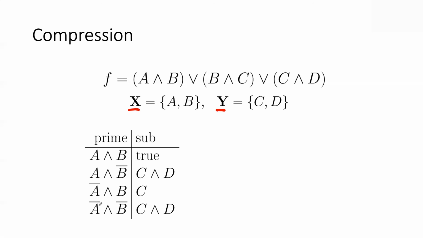The question I have for you now is, is this a compressed partition? Is this a compressed XY partition? And people are saying no. And why? What is the violation here? Remember, if you have equal subs, it's not compressed. And fantastic. Someone's saying that the second sub and the 4th sub are equal, and that makes it not compressed.